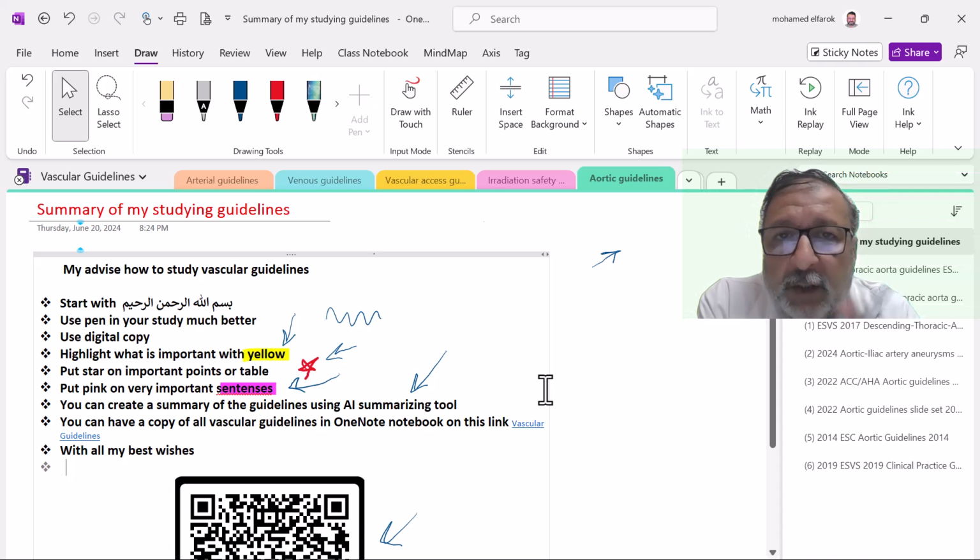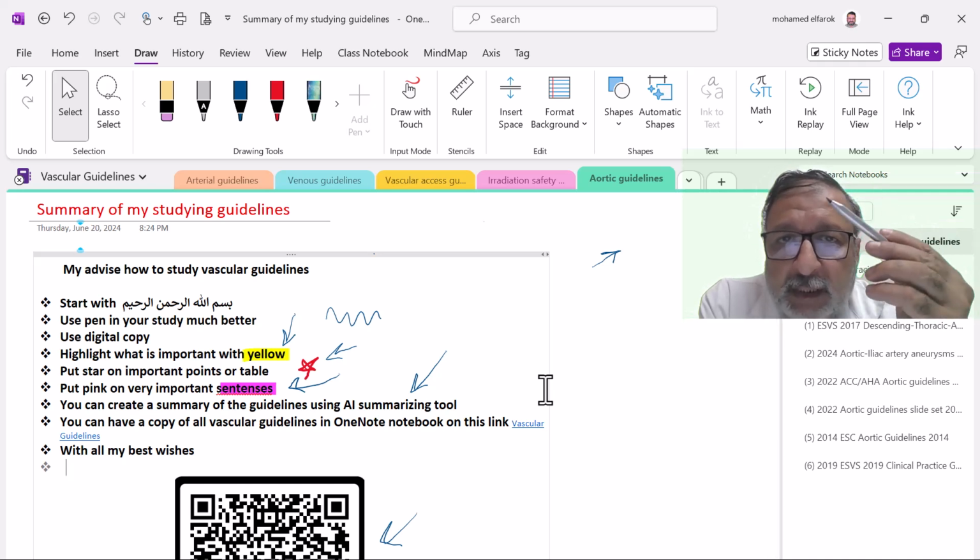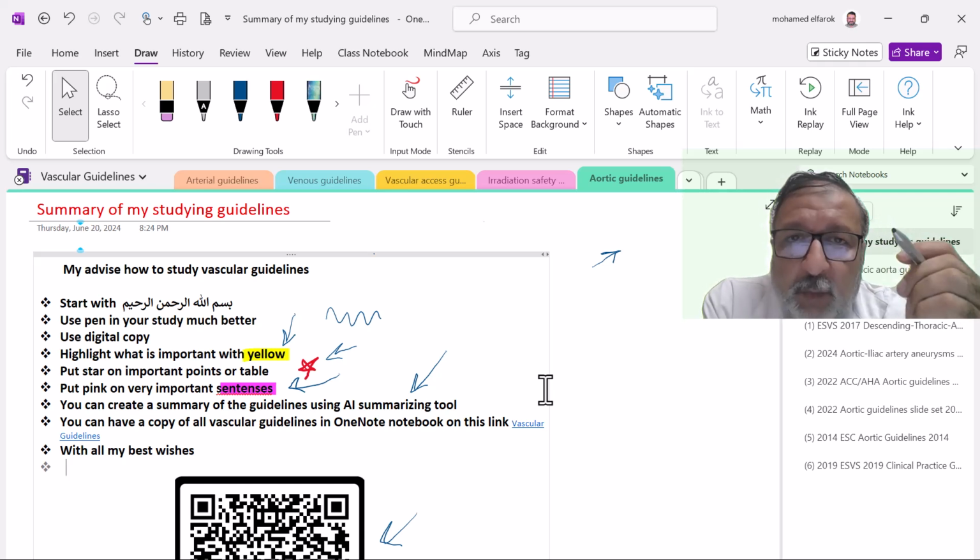I think using a pen, a digital pen, is very important and crucial, because it will increase the amount of your memory and increase the amount of information you grab. So digital OneNote, digital pen, and all vascular guidelines in one place with neat division, and hopefully we're going to start to take them one by one.